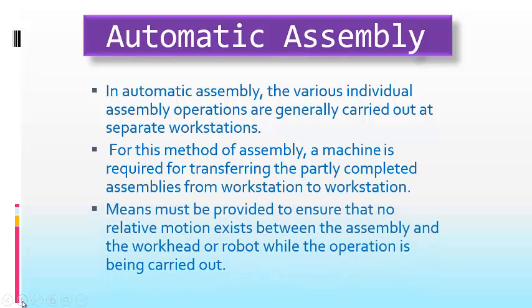Means must be provided to ensure that no relative motion exists between the assembly and the workhead or robot while the operation is being carried out. Definitely, if there is any kind of motion of the product relative to the assembly head or the robot during the assembly, that will ruin the assembly process. So the work should be stationary, and only the workhead or the assembly head and the robot will do the job. Then after finishing the assembly process, the product or the semi-assembly will be moved to the next station.